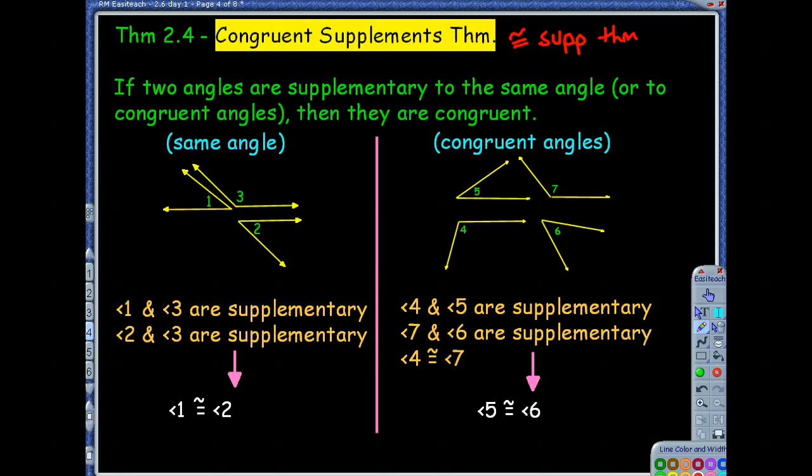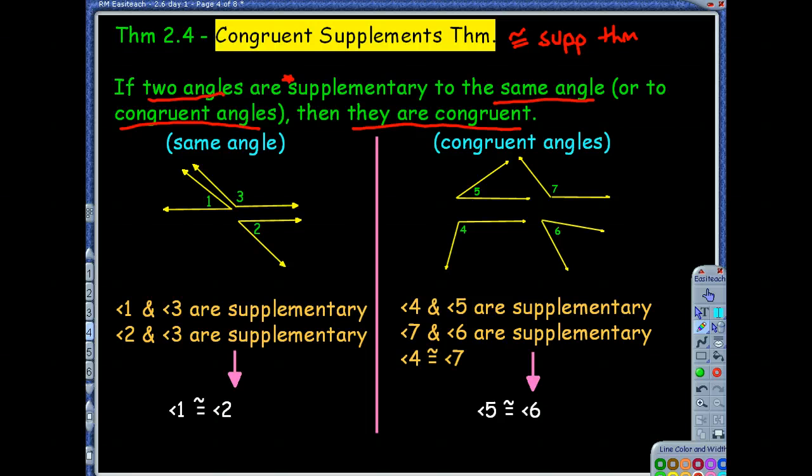It says that if two angles are supplementary to either the same angle or to congruent angles. So we have two angles that are supplementary, being the key word, congruent supplements, makes sense. So if two angles are supplementary to either the same angle or to congruent angles, then they are congruent.